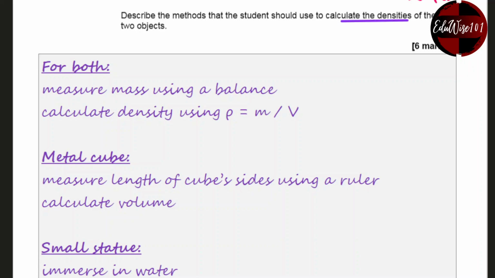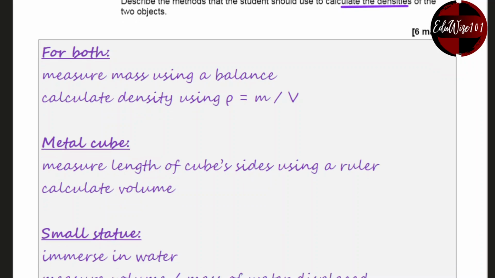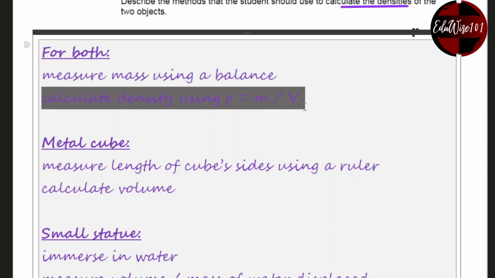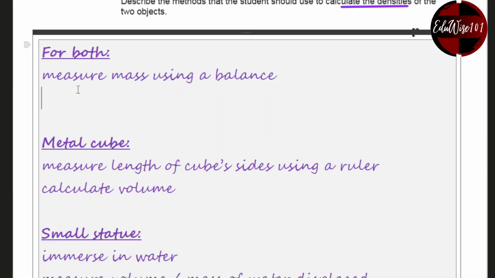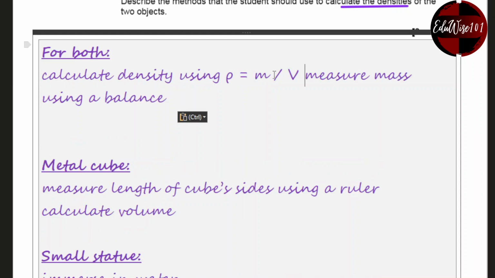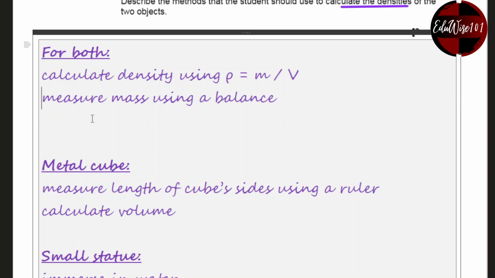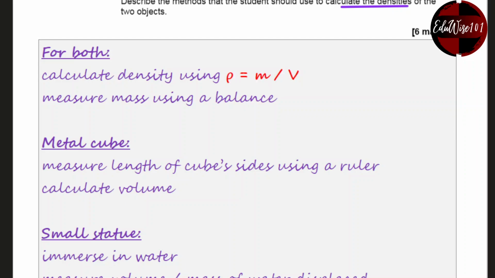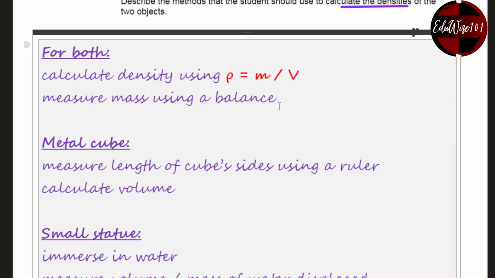So how do we actually write an answer for this 6-mark question? For both, measure the mass using a balance or weighing scale, and you could say calculate the density using rho equals mass over volume. Now I think this bullet point is better written before the second one. So density equals mass over volume. That equation is important. And then measure the mass using a balance or weighing scale.